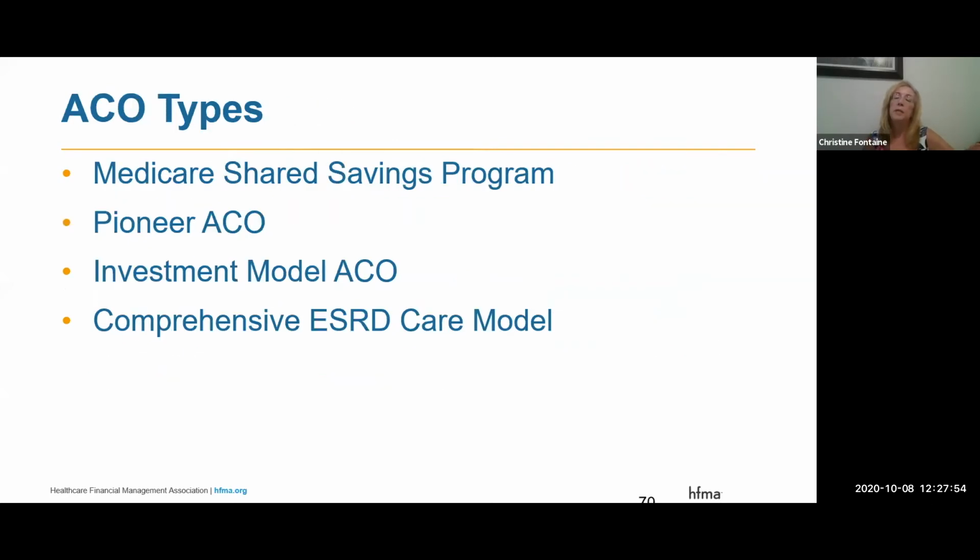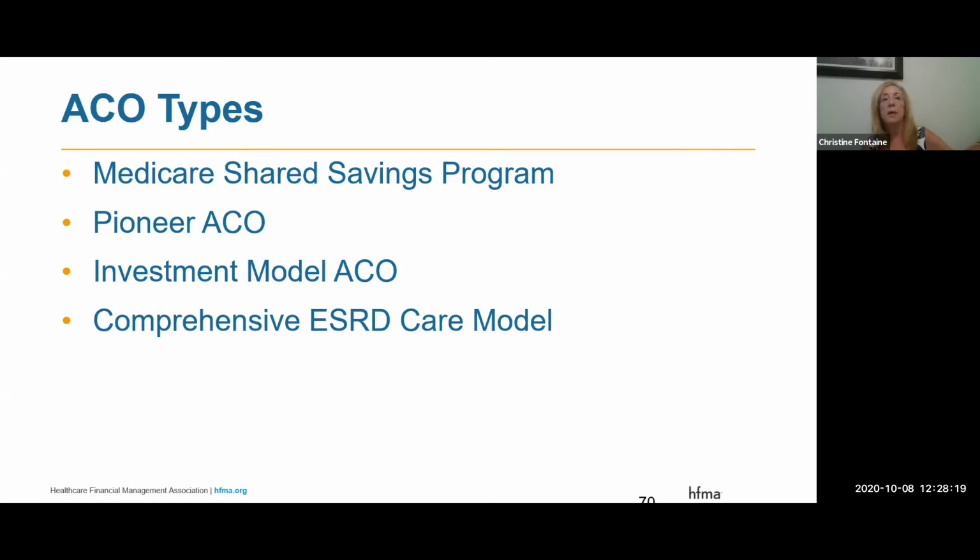So what is an ACO? An ACO is a delivery system of physicians, hospitals, and other healthcare providers who work collaboratively to manage and coordinate the care of a patient population. The point of this collaboration is to ensure the appropriateness of care, elimination of duplicate services, and the prevention of medical errors for a population of patients.